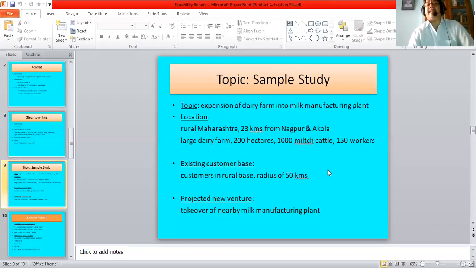So this is basically the case study or the sample. And the problem or the issue involved is whether the transformation of what is an agro-based industry, the dairy farm, into an industrial plant is really viable, and whether it is going to be effective for the authorities of the dairy farm in the future or not.